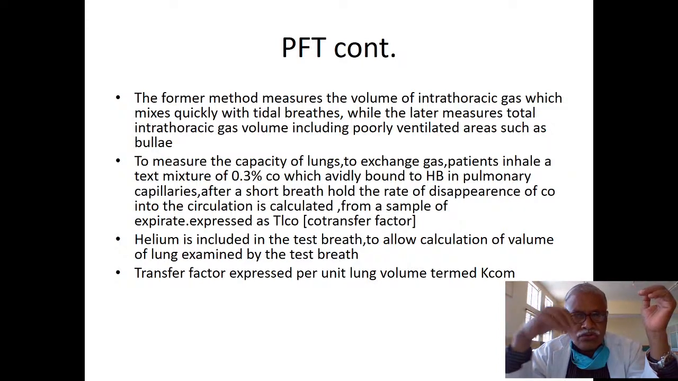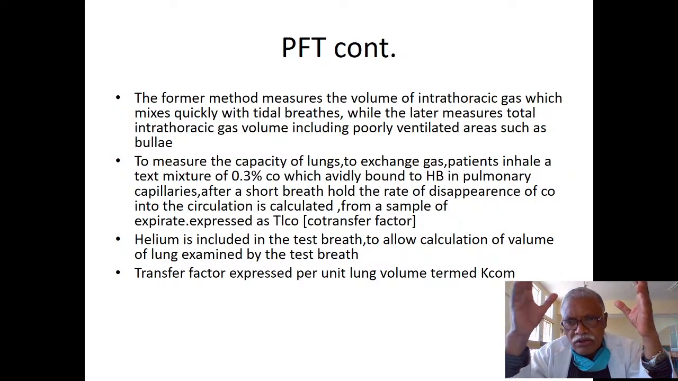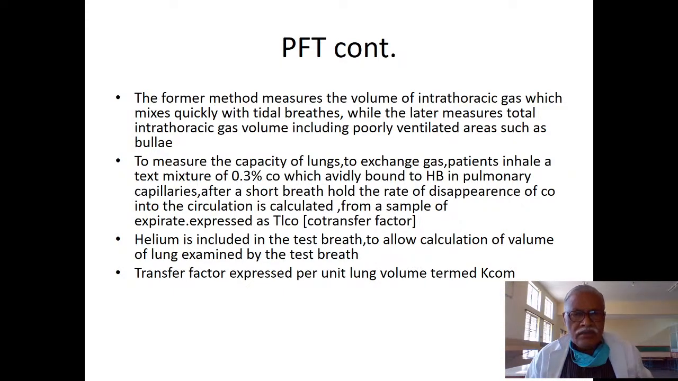The gas shadows can be measured in a chest X-ray or fluoroscopy. The helium method measures the volume of intrathoracic gas, which mixes quickly with the tidal breaths, while plethysmography measures the total intrathoracic gas volume, including poorly ventilated areas such as bullae.